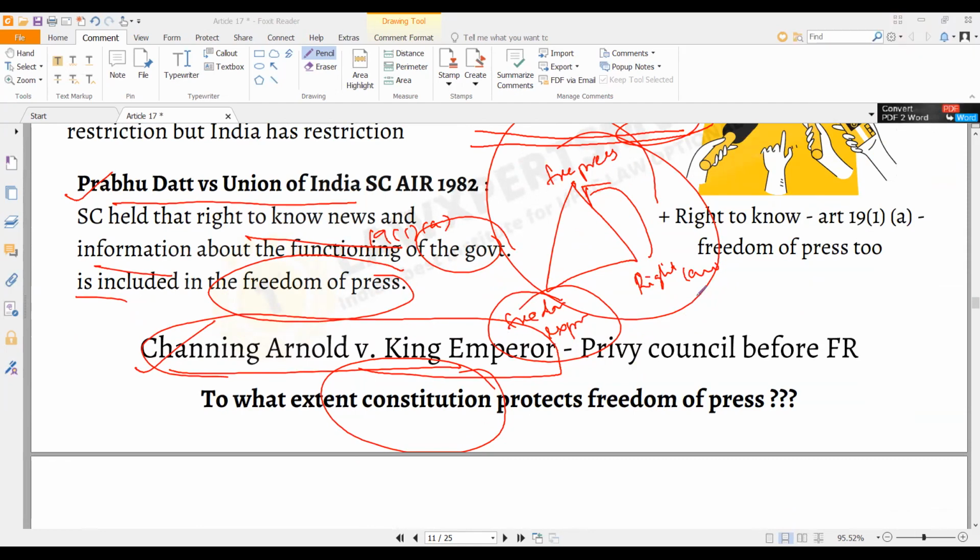So how for press? There is a case law, sir, which we will be seeing after 3 slides. There we will discuss the right to know of the press, sir. Okay.